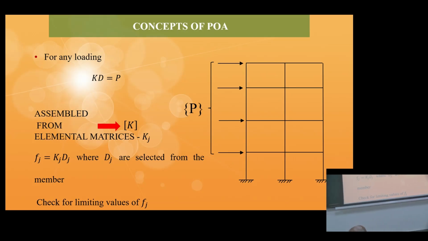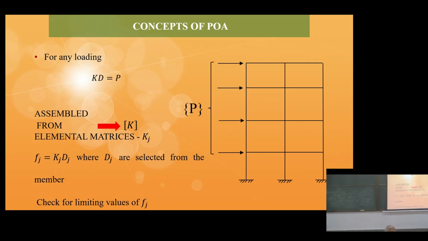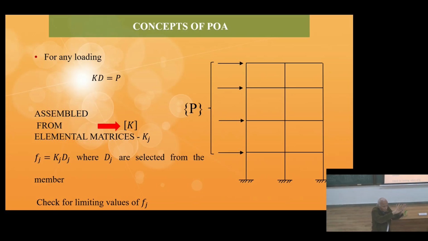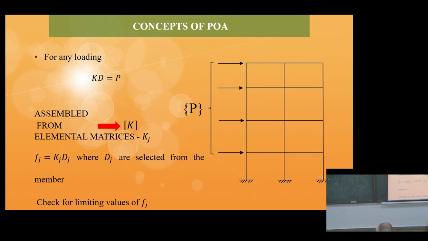Now this K matrix is assembled from elemental matrices. That means each beam and column has a 4 by 4 matrix, right? 1 rotation, 1 translation, 1 rotation, 1 translation, 4 by 4 matrix. These matrices have been assembled first. Then you have rotations and displacements, then rotational degrees of freedom are condensed out. Finally, you have got a 4 by 4 matrix. So this is your usual matrix analysis.